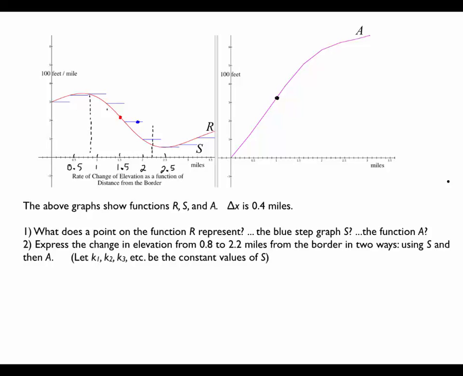What is the point on R? So that red curved graph on the left, what is that graph about? What does the point on that graph represent? Like the point that I've highlighted there. So right there. What does it mean?